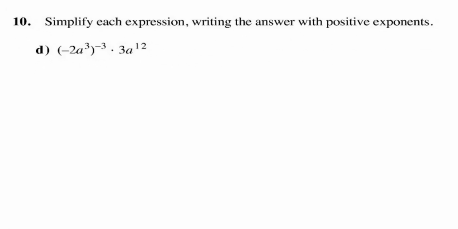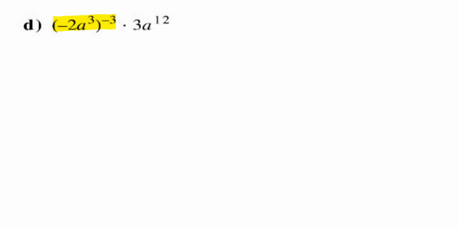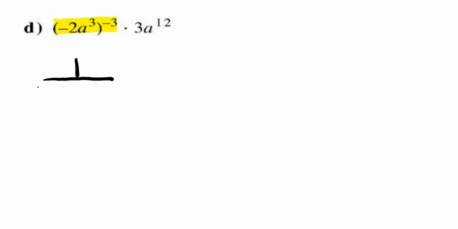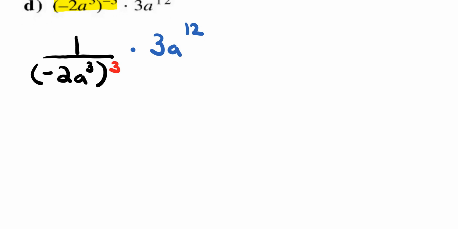Simplify each expression, write the answer with positive exponents. Okay. All right, so let's start dealing with this particular expression right here. We have a negative exponent, so we can write that as 1 over negative 2a cubed to the power of positive 3, and then times that by 3a to the power of 12. Okay, that's step number 1.